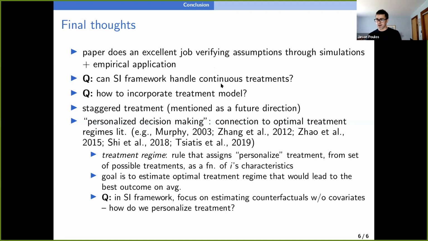Another question is, how do we incorporate a treatment model into this approach? So in the paper by Athey et al., the matrix completion paper, they propose, for instance, weighting the training loss by the inverse propensity score weights of the controls, trying to correct for any distributional imbalances. And so the IPW weights are estimated using a treatment model. So I was wondering if maybe this framework could do something similar.